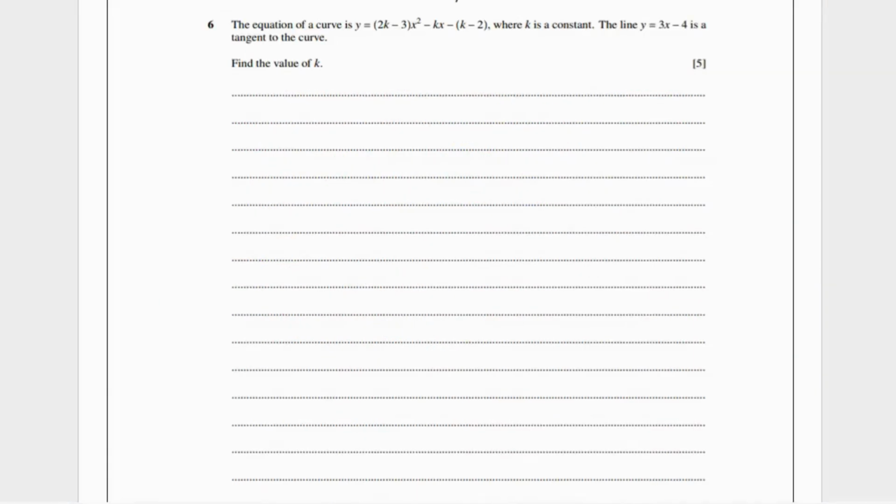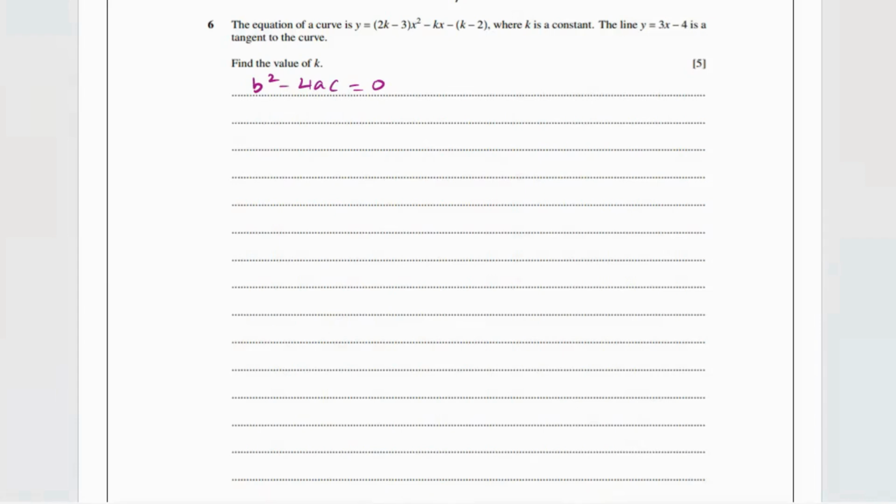Then the next type of question you can get is that the equation of a curve is y equals (2k minus 3)x squared minus kx minus (k minus 2), where k is a constant. The line y equals 3x minus 4 is a tangent to the curve. Find the value of k. So there are three cases. First case is that they don't intersect, which is the discriminant is less than 0. If they intersect, that means it's greater than 0. And if it's tangent, like the line is tangent to the curve, that means it's equal to 0. So over here, we're going to use b squared minus 4ac equal to 0. That's why it says find the value of k, not a set of possible values of k.